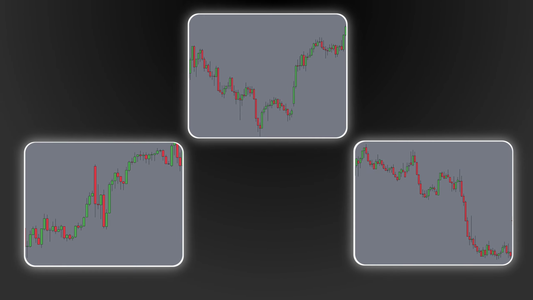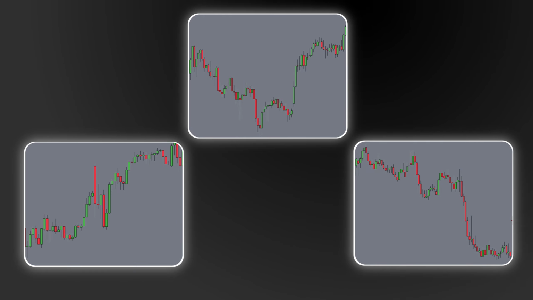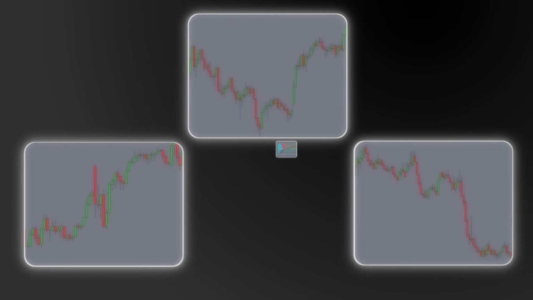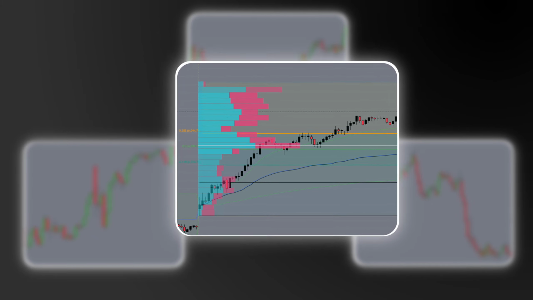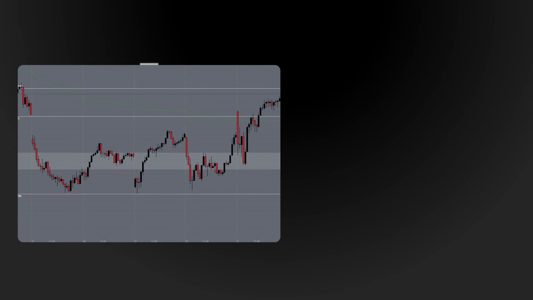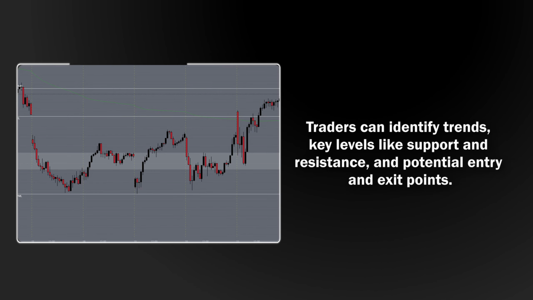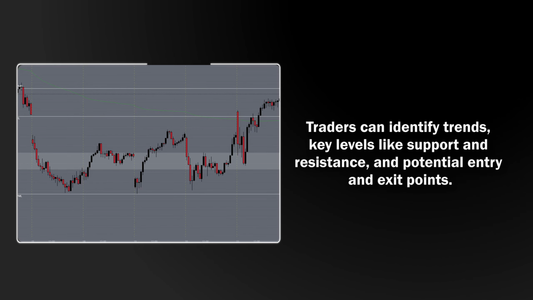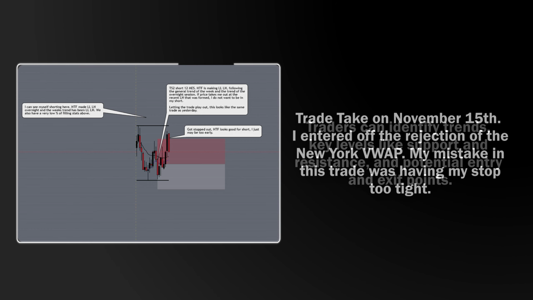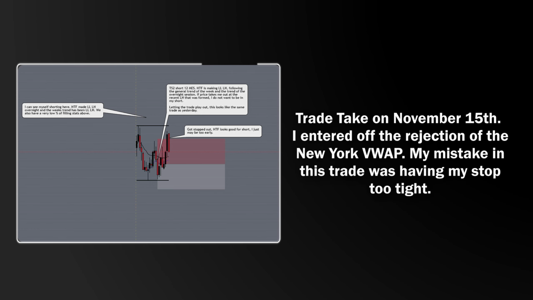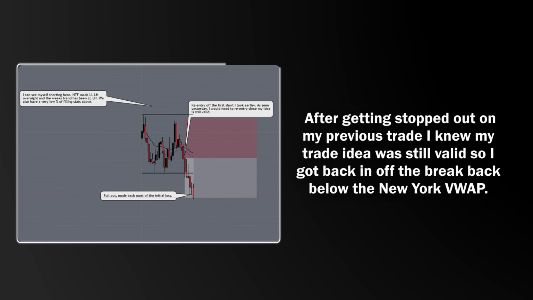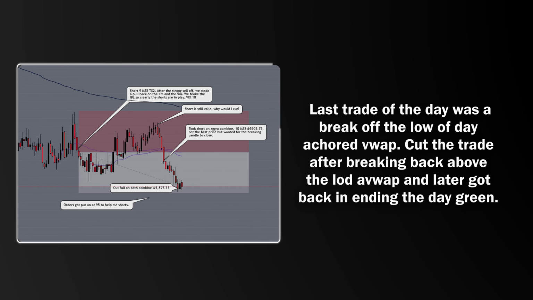As you can see, price action is beneficial because it provides a clear and straightforward way to understand market movements without relying on complex indicators. By focusing on the raw price data, traders can identify trends, key levels like support and resistance, and potential entry and exit points. This helps traders make more informed decisions and react quickly to market changes, as you'll see later on in this video as we dive deep into my own trades.